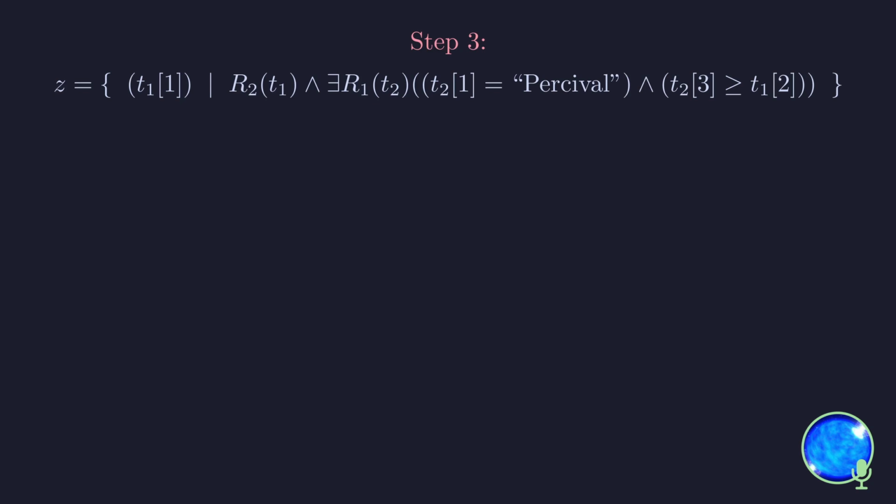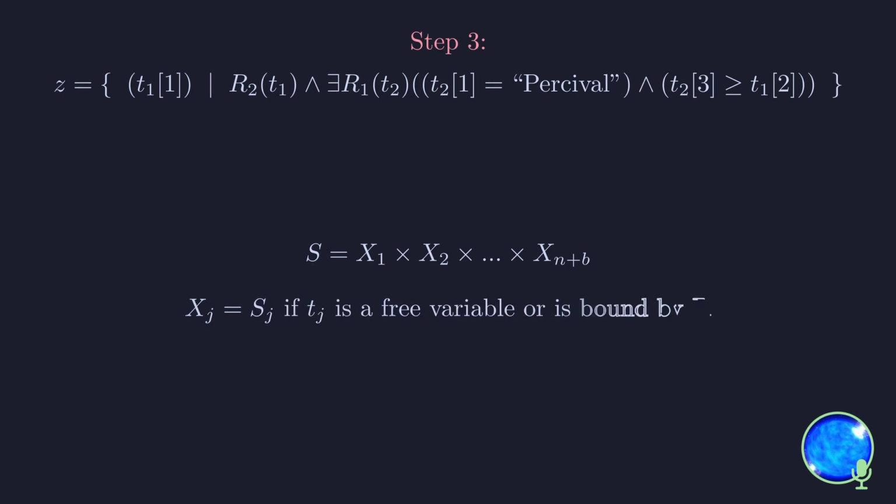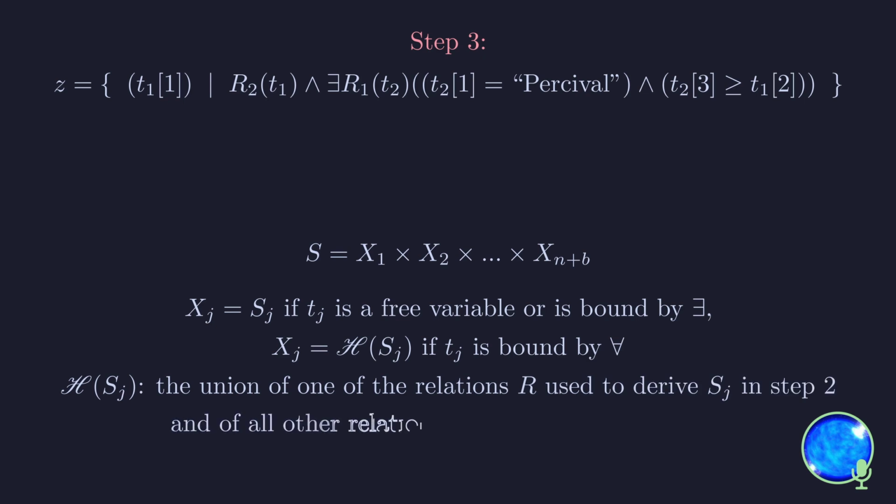Now, on to step 3. We'll define S as a product of n plus b relations X1 through X n plus b. Xj is equal to Sj unless Tj is bound by a universal quantifier, the for all symbol. In that case, Xj is equal to h of Sj, which denotes the union of all relations union compatible with one of the relations used to derive Sj in step 2. In our case, no tuple variable is bound by the universal quantifier, so we have S equal to the cross product of S1 and S2.